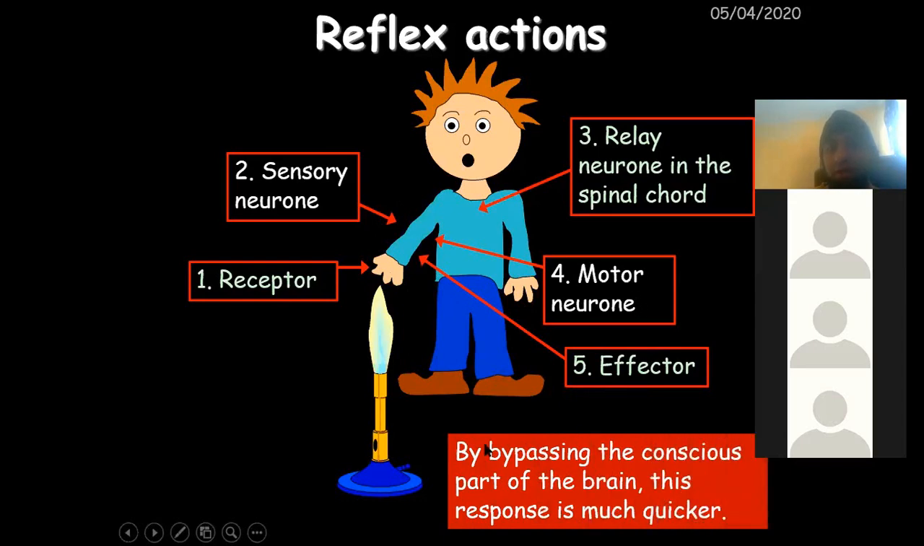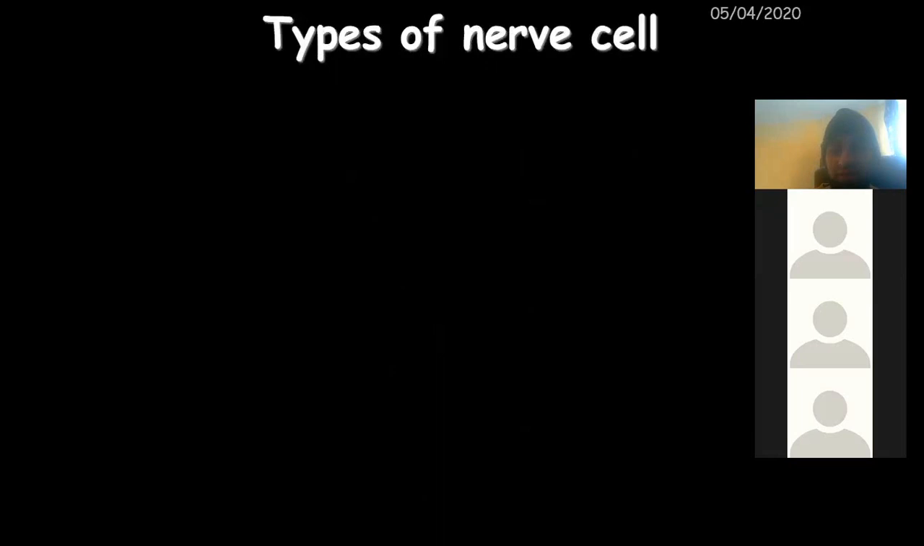By bypassing the conscious part of the brain, by the message not going to the brain, yeah, the brain's not involved here, just the spinal cord, the response is much quicker. That's why we have a reflex, to make quick responses to help us save our lives.